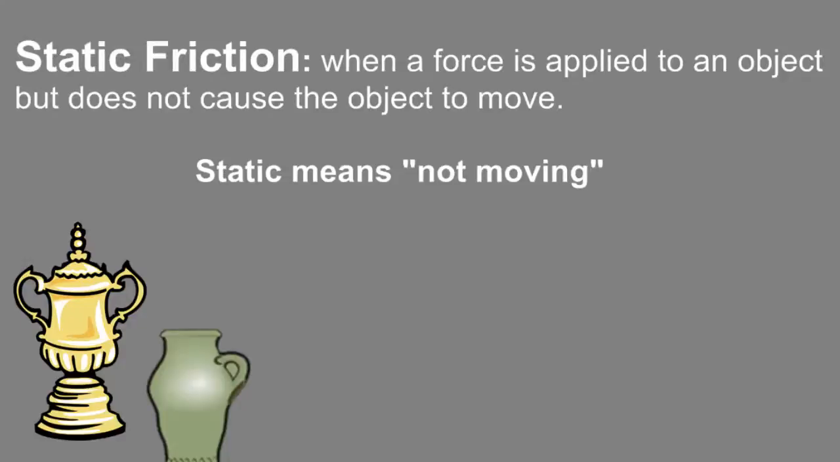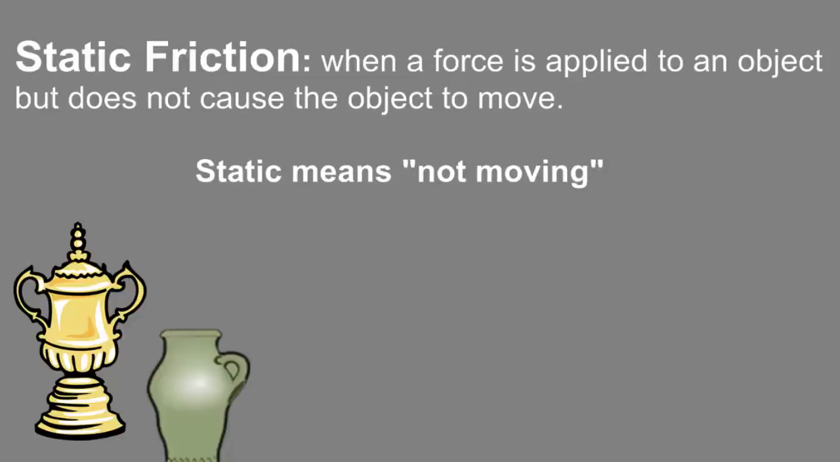The other main category of friction is called static friction, and this is when a force is applied to an object, but it does not cause that object to move. Static actually means not moving. The object does not move because the force of static friction balances the force applied.